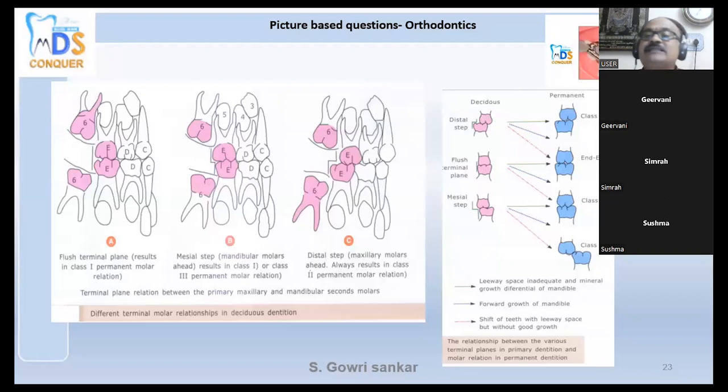And the next thing is the leeway space, the difference in the leeway space between the upper and lower teeth. Where will there be more leeway space? Is it in the upper or lower?